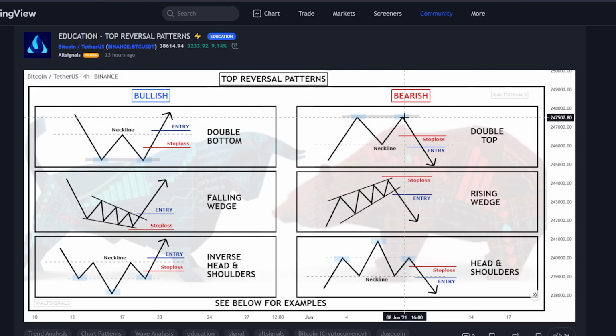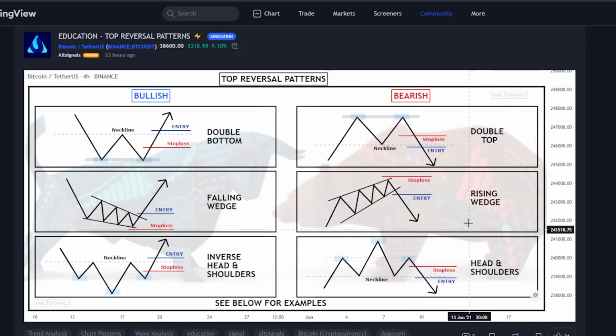Price rises back up, the key area of resistance has been hit again, and then we see the price come back down. Once the price breaks through this previous support, that's where we place our entry for a short, and we'd have a stop loss above the previous area of support as well.